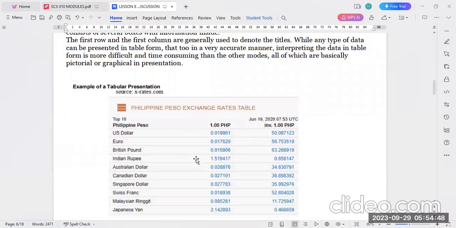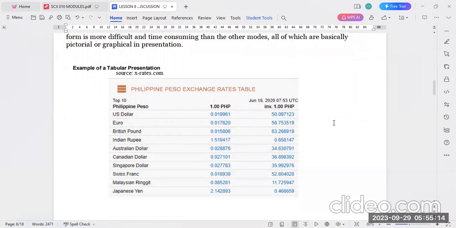This is an example of a tabular presentation, so it's in table form. This is the Philippine Peso exchange rates table, top 10 for the Philippine Peso, as of June 16, 2020. If you want to know the Philippine Peso exchange rate for this year, 2023, you can search it on Google. But as of June 16, 2020, this is the peso exchange rate, and you can see the top 10.